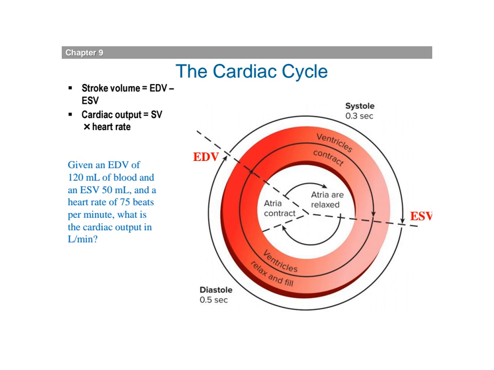Furthermore, if we go one step further, we can ask what's the cardiac output. This is the rate of flow of volume per unit time, and that's calculated as stroke volume multiplied by heart rate. So for example, I could give you a problem such as this. Given an EDV of 120 milliliters of blood, an ESV of 50 milliliters, and a heart rate of 75 beats per minute, what is the cardiac output in liters per minute?